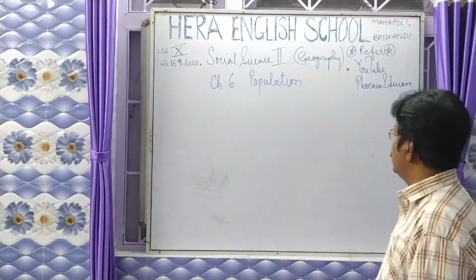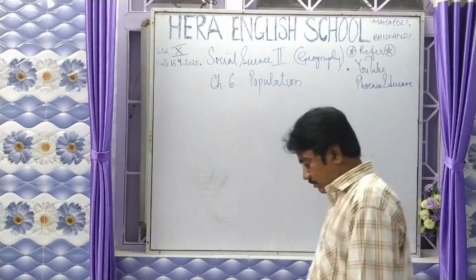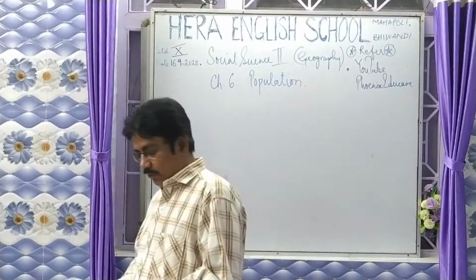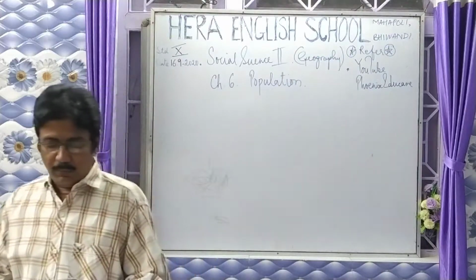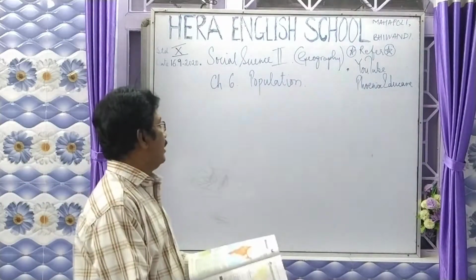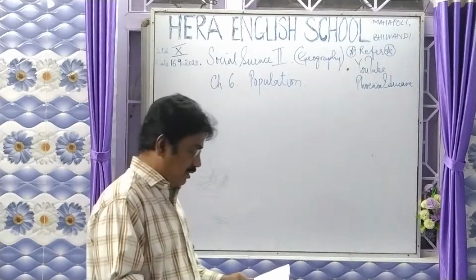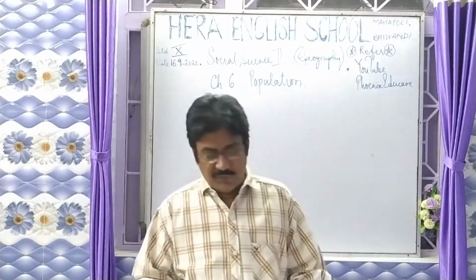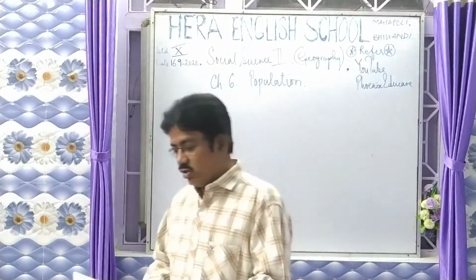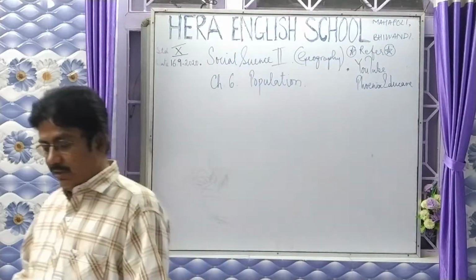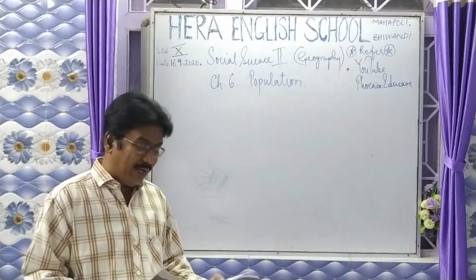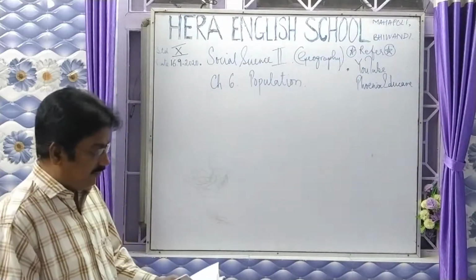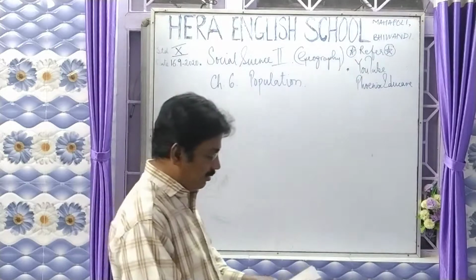Now let's get back to Social Science 2, that's Geography, Chapter 6, Population. We have finished with the population and density of population of India and that of the country of Brazil. Now we move on to the population composition of different types. We have sex ratio, we have age and sex pyramid, then you have population growth rate, life expectancy, and finally we have the literacy rate.